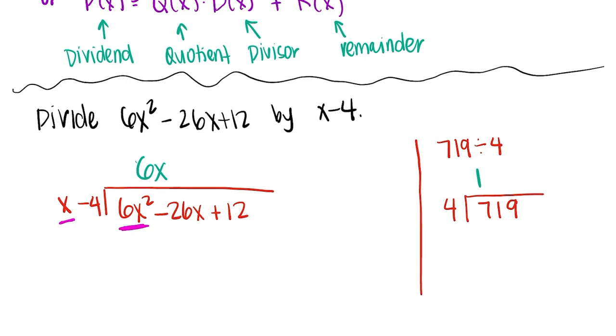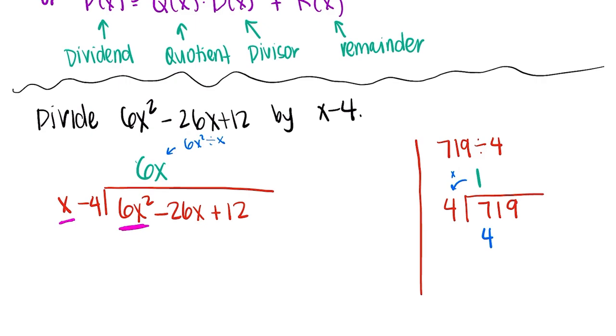So we're trying to turn the x into 6x squared, which is basically just 6x squared divided by x. What did we do next with this 1 over here? Once I figured out that 1, what did I do with the 1? Multiplied it by the 4. So I'm going to take 1, multiply it right there, which gives me a 4.